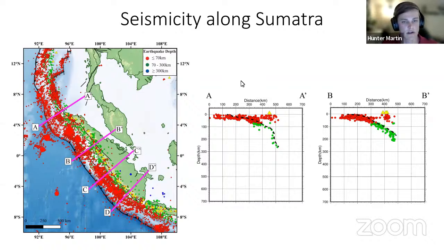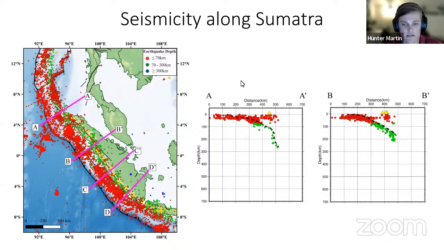All right, so here we have a couple of seismicity cross-section profiles across Sumatra. We have 4 different profiles along the Sunda Trench and some corresponding cross-section profiles to the right. At the northeastmost profile, cross-section A to A prime, we can see that there's a strong Benioff zone with seismic activity reaching approximately 250 kilometers depth.